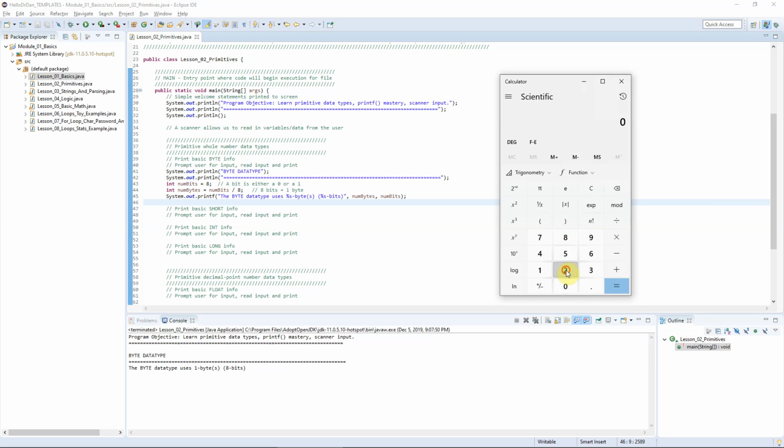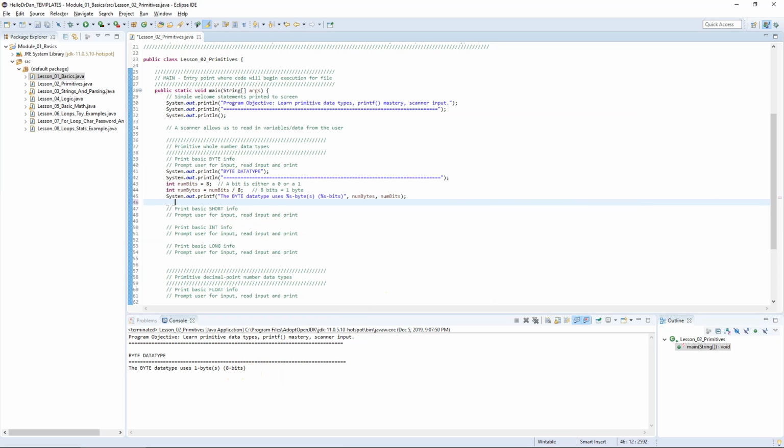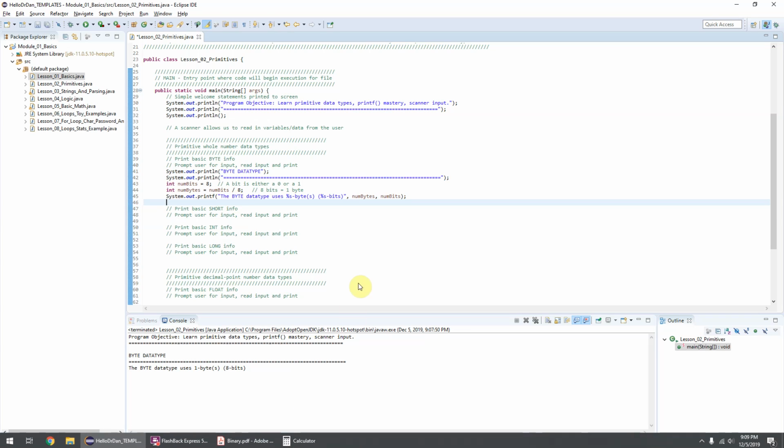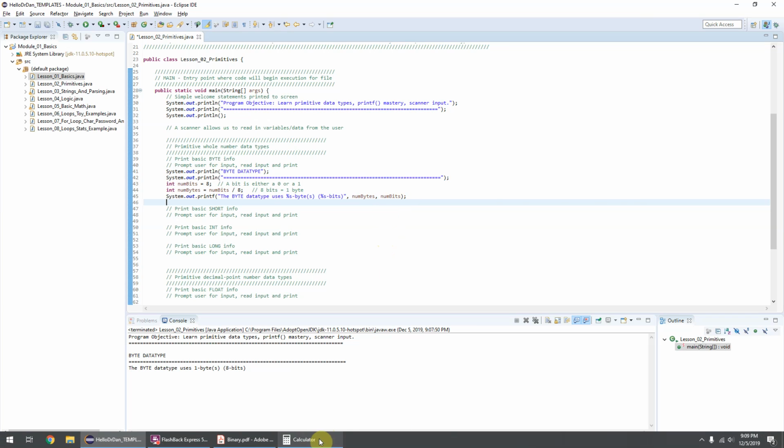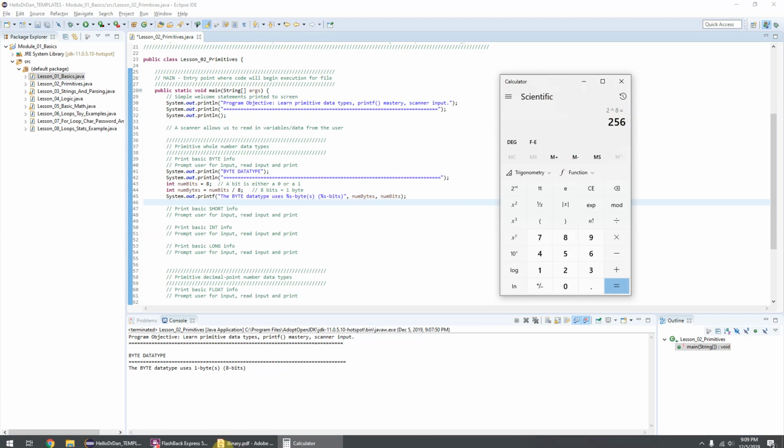Okay, so I can represent 2 to the 8, which equals 256. With 8 bits of data, that means I've got 1, 2, 3, 4, 5, 6, 7, 8 different zeros and ones. I can represent those zeros and ones in 256 different combinations. Typically when we're storing numbers, we want to store both negative and positive numbers. So if you just think about it, 256 values.